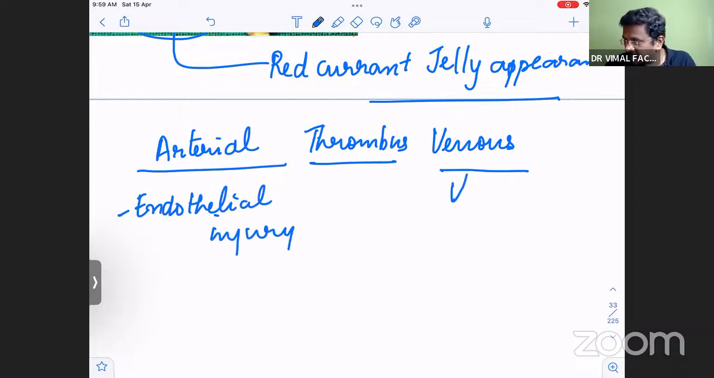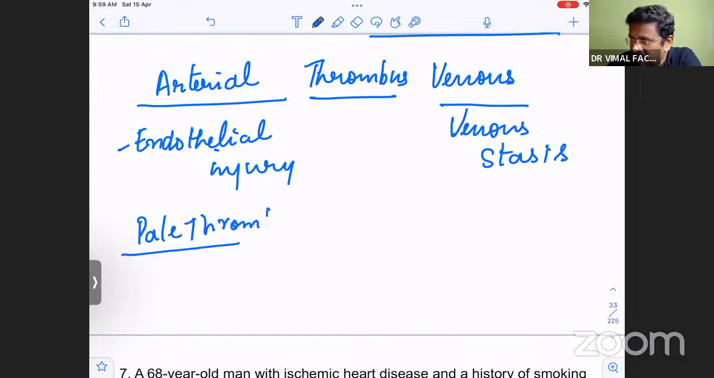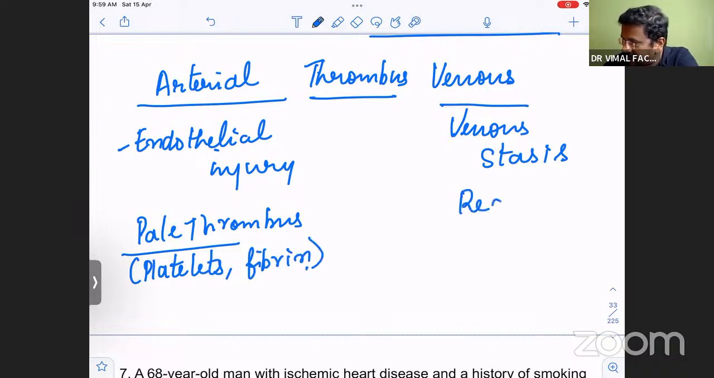Whereas venous thrombi are because of venous stasis. The arterial thrombus, with the lines of Zahn, is also called a pale thrombus. What do you mean by pale thrombus? It contains a lot of platelets and fibrin. Whereas venous thrombus is called a red thrombus. Red thrombus means it is clear that there are more RBCs.